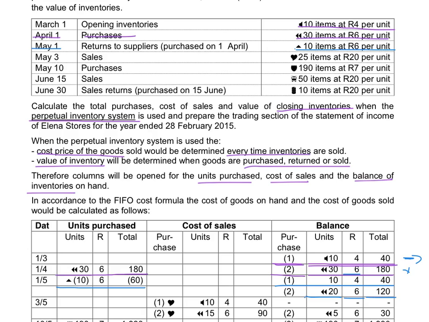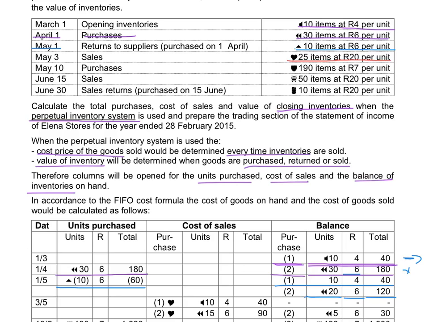On May the 3rd, we sell goods, and we sell 25 items at 20 Rand each. Now remember, you mustn't use the sales price in this column. Everything in this calculation is about inventory, and inventory is always recorded at cost price. So this sales price of 20 will be used when we want to determine the total sales at the end of the exercise. At the moment, we must just show that we've sold 25 units.